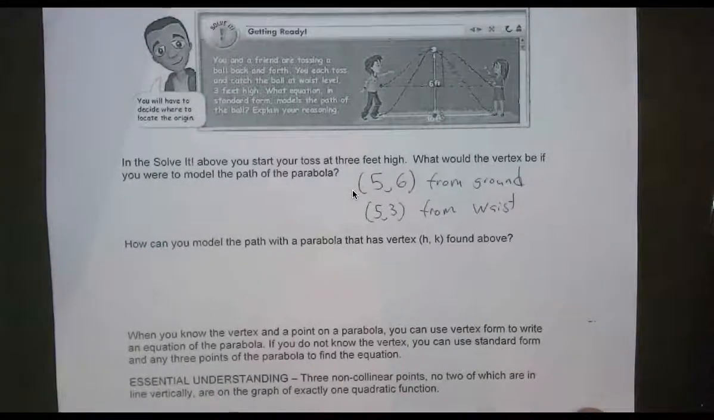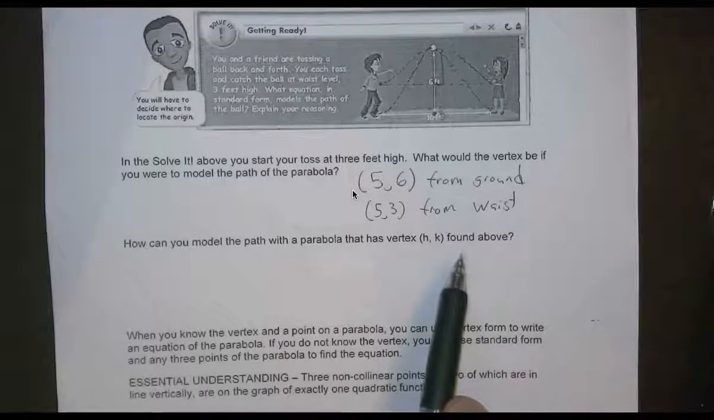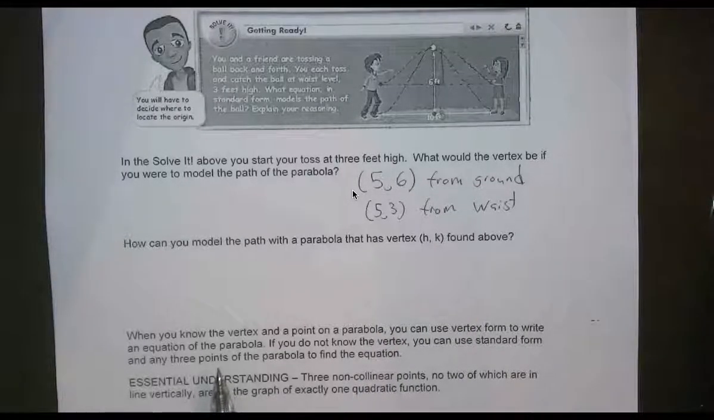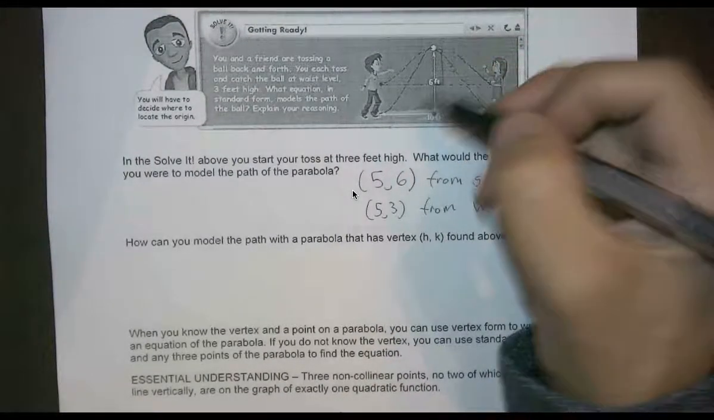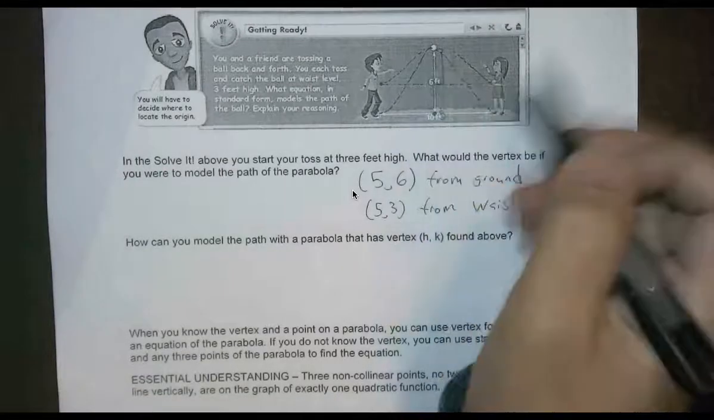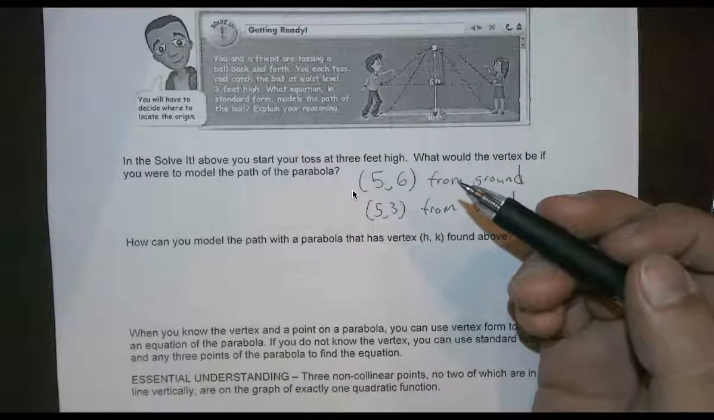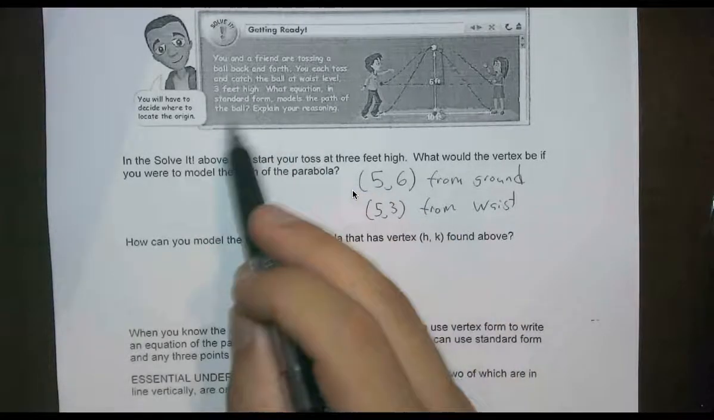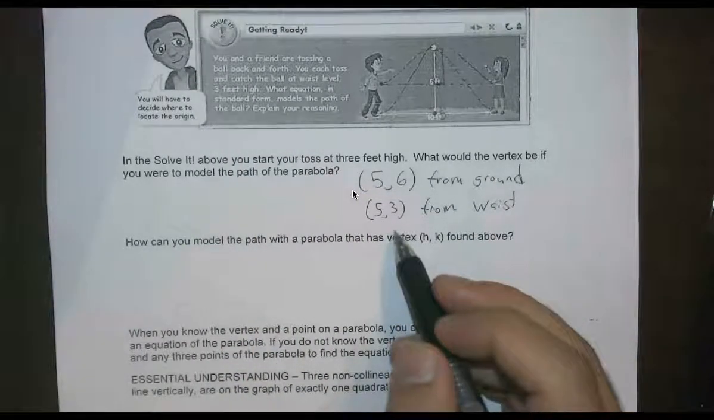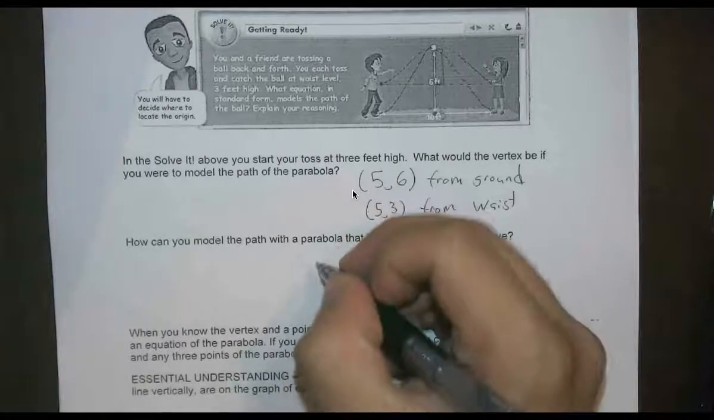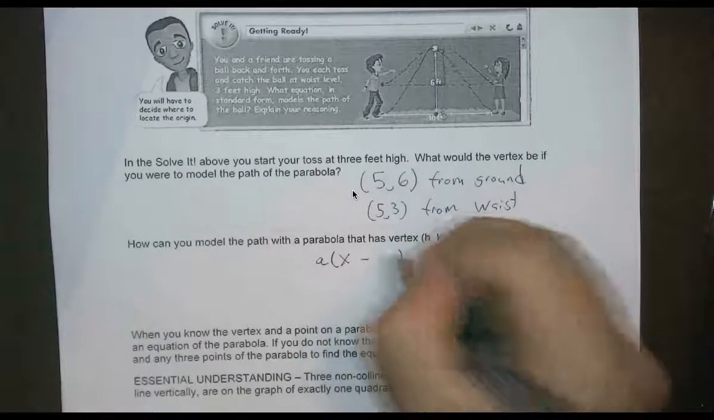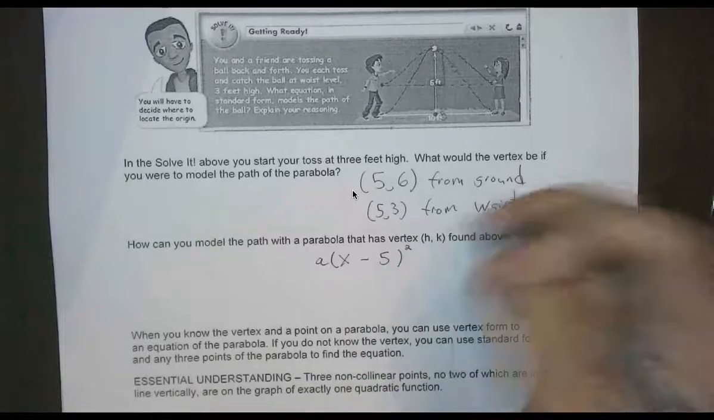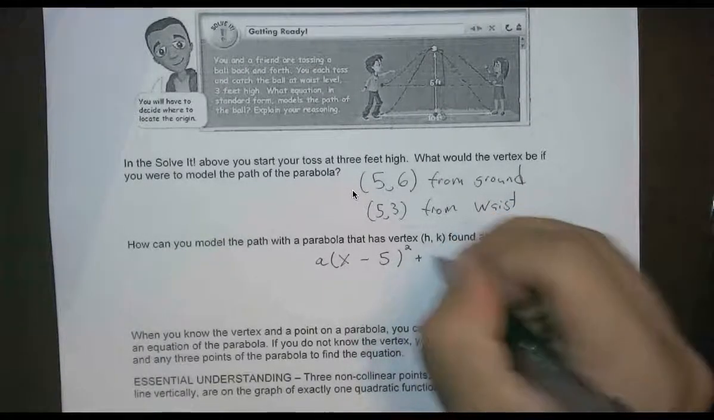If we take this further, how can we model this path of the parabola with the vertex that we found above? Well, we know that we have that vertex. We see two parabolas here. So what equation in standard form models the path of the ball? Well, if we're going for the vertex of (5, 3), there's some a coefficient. We know that we're subtracting 5, this is squared, and we're then adding on 3.